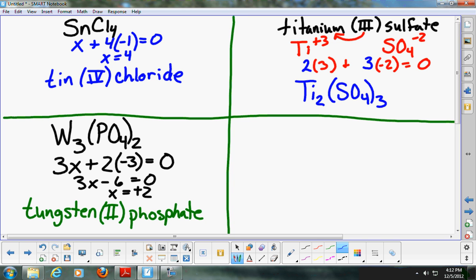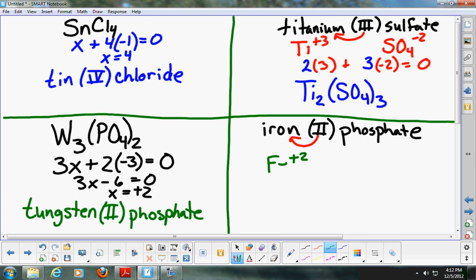All right, one more time, and then we'll go to the worksheet. Let's do iron 2 phosphate. Okay, again, the 2 tells me the charge on the iron. So here we go. We've got a plus 2 on iron. And if we look on the back of the periodic table again, PO4 is a minus 3 charge. So we've got plus 2 plus a minus 3 has to equal 0.